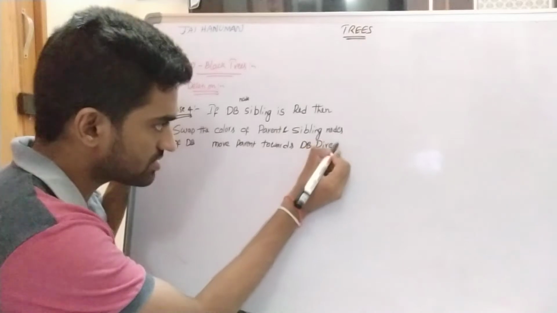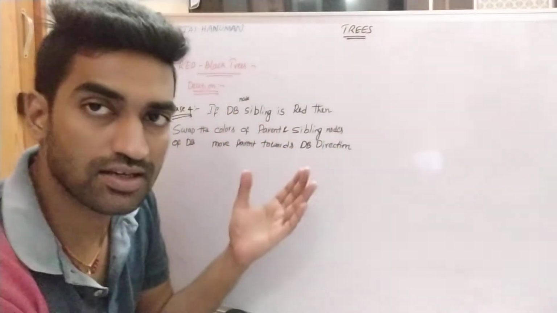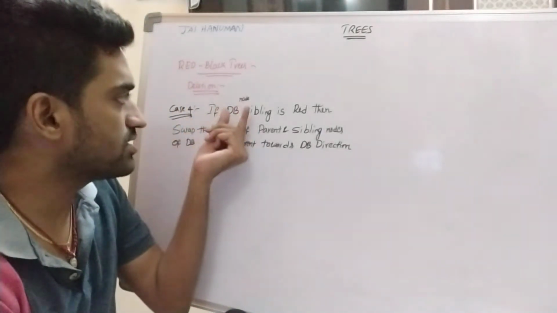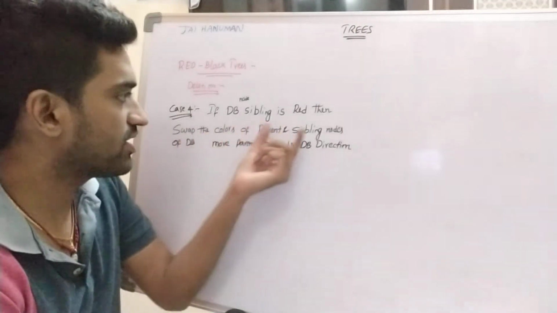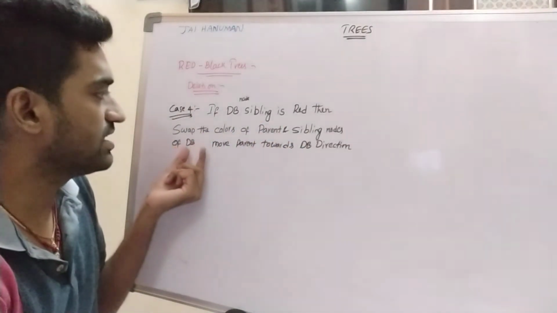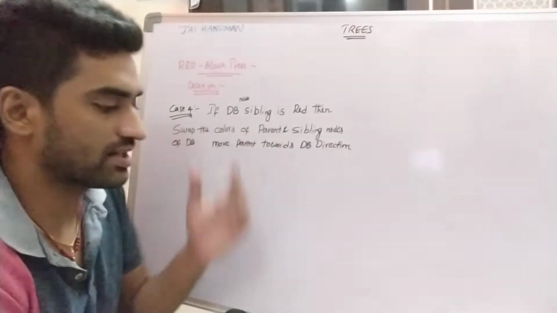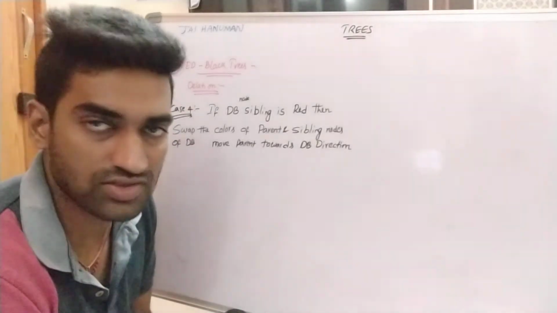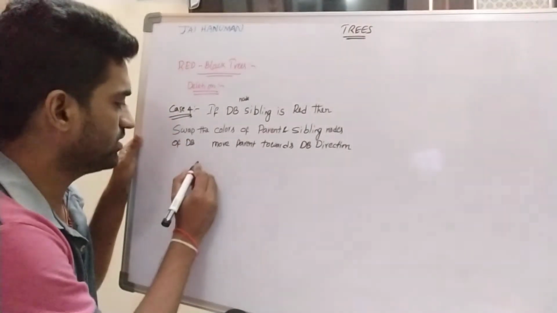So in the previous case we already discussed, if DB node sibling is black, then what we are doing. In this case, if DB node sibling is red, then swap the colors of parent and sibling nodes of DB, move parent towards DB direction, right? So here I am taking one example.